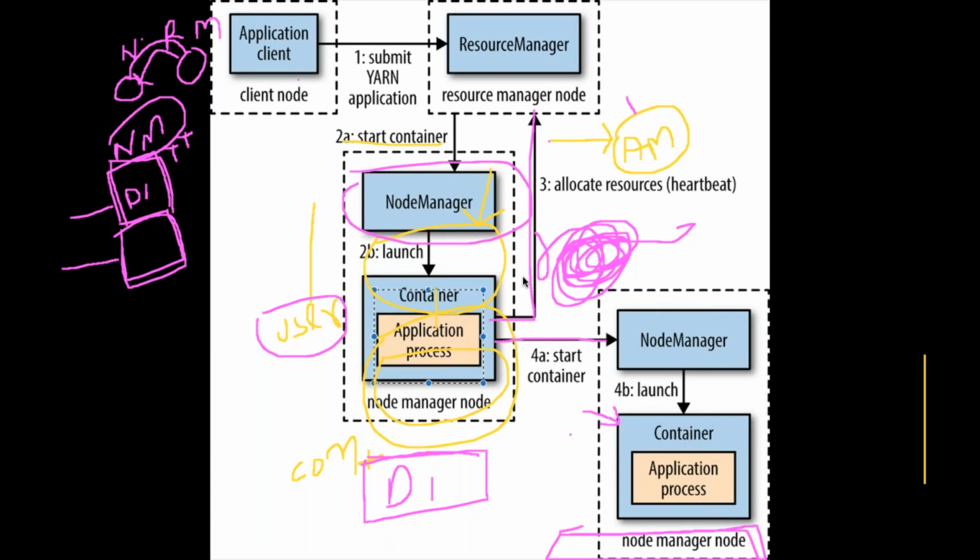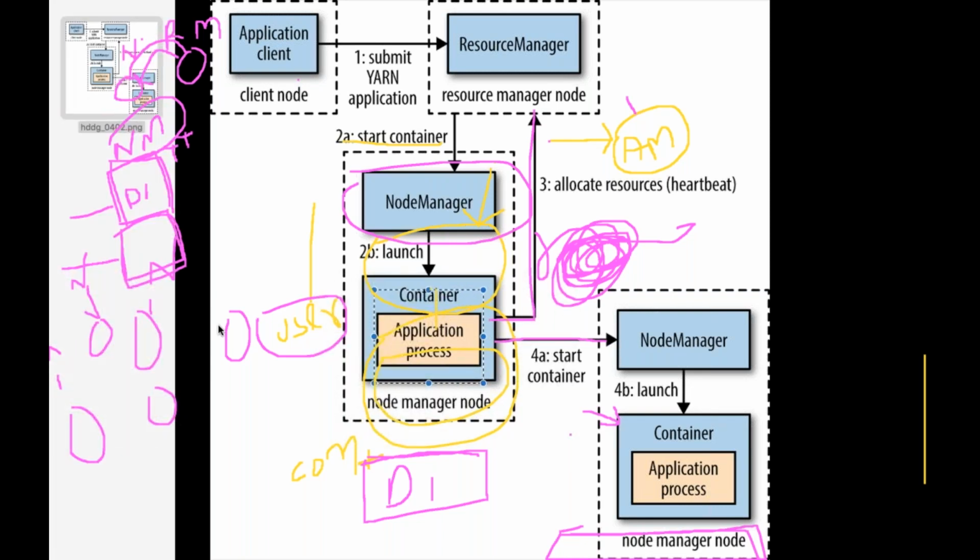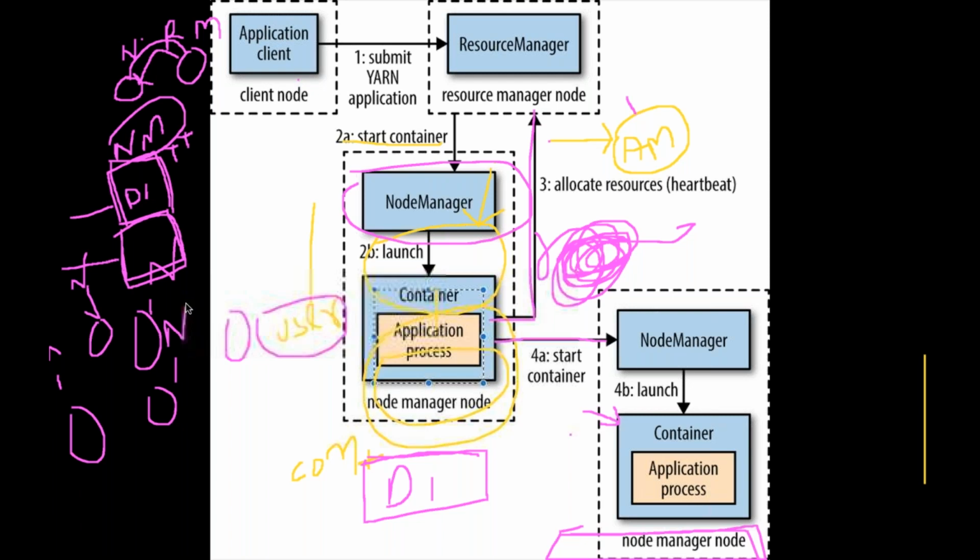Now here only two node managers are showing, but let's say you have a 100 node cluster and your data has been distributed onto 5 data nodes. Then on every such data node, a node manager will be running, and every node manager will launch the application master, and then the job will start running.